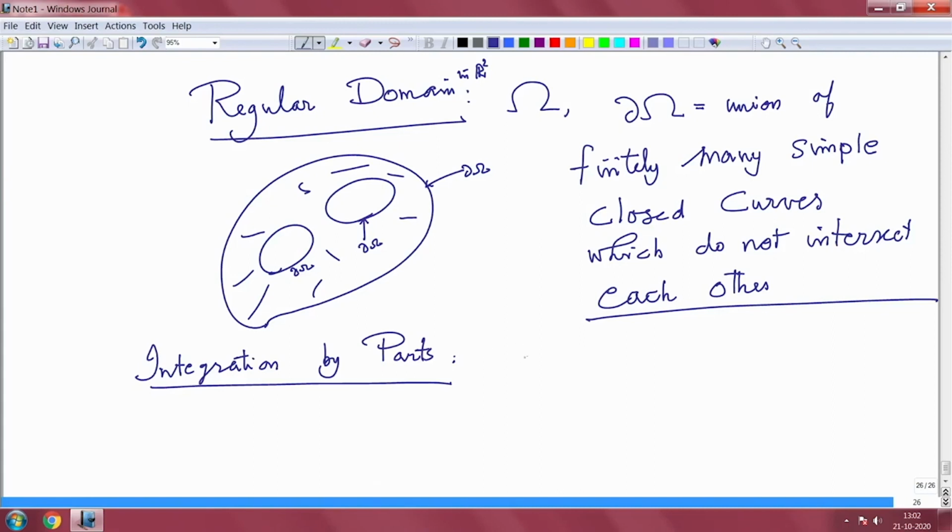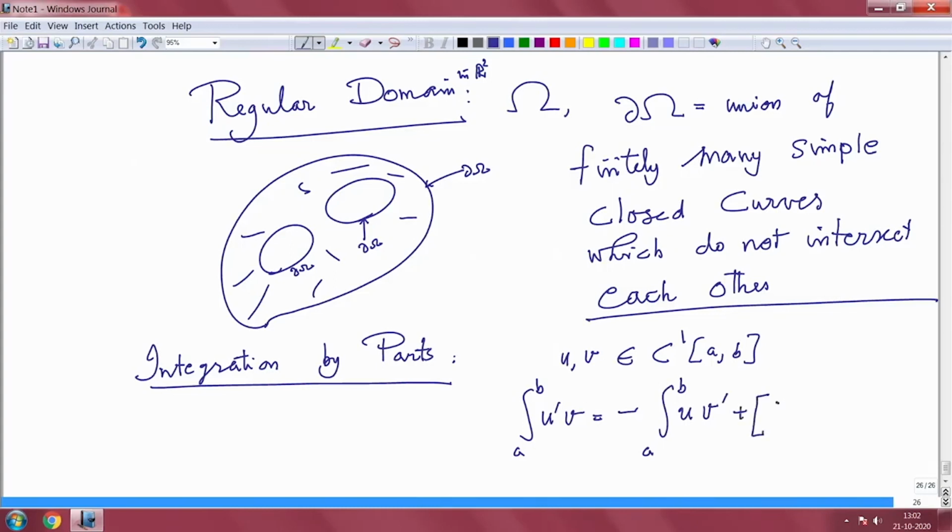So, let us call this one dimension. If you have u, v in C1 of [a, b], in this one dimensional case, from a to b, the integral of u prime v is equal to minus the integral from a to b of u v prime, plus u(b) v(b) minus u(a) v(a). You have that one.